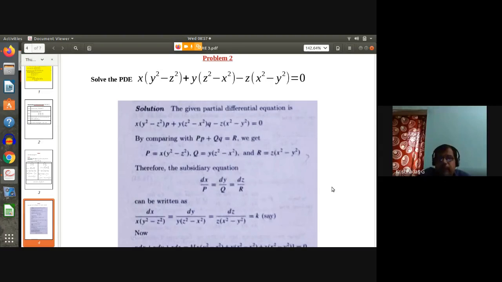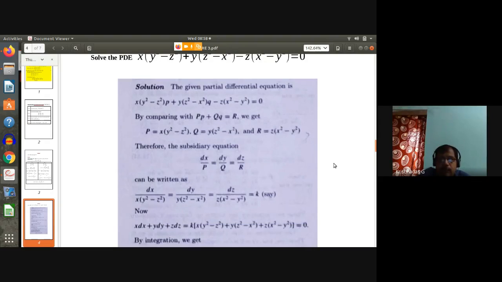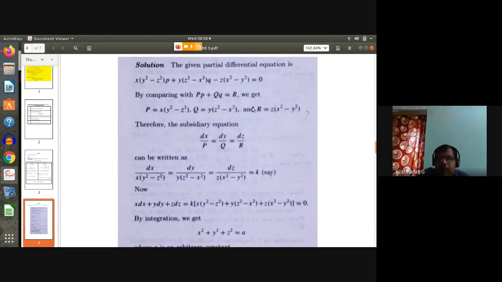And we identify capital P, capital Q, capital R. So what is capital P? x into y square minus z square. And capital Q is y into z square minus x square. And we take this term to the right side, and that is our R, that is z into x square minus y square. Is it clear? So by understanding that this is an equation of the standard form, we should note capital P, capital Q, capital R.